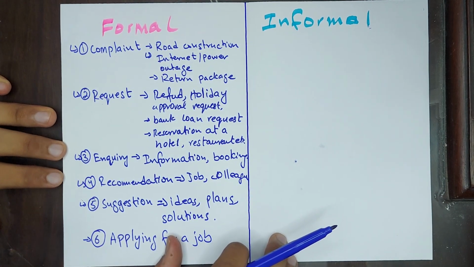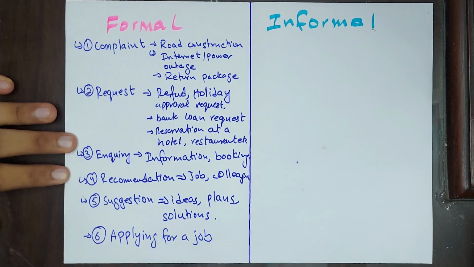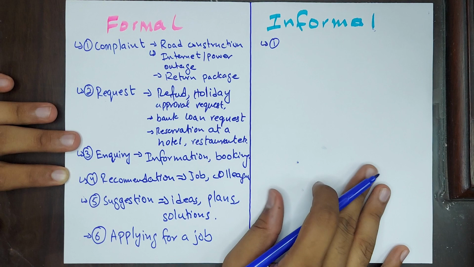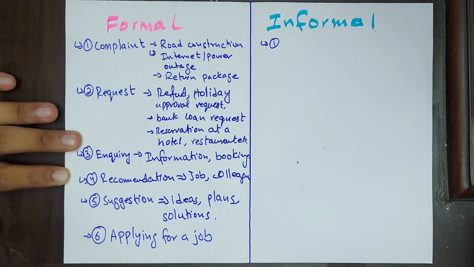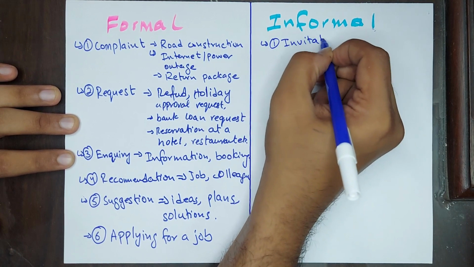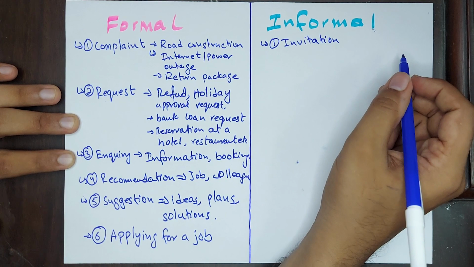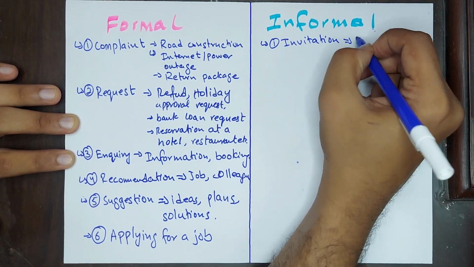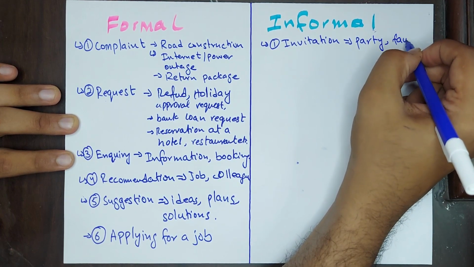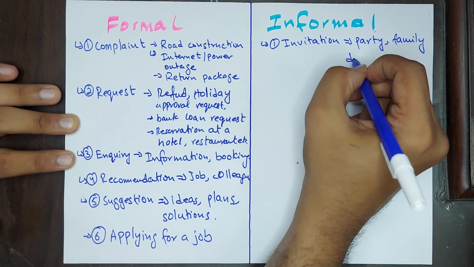Okay, all right, so what type comes in informal? Let's talk about the informal. So the first type that comes in informal is invitation, letter of invitation. Okay, what type of invitation? For example, could be a party, it could be a family function. Okay, it could be a dinner.